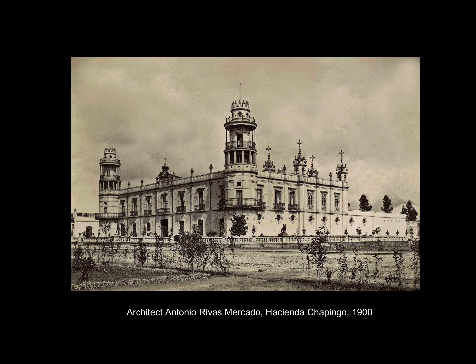Diaz, of course, before he is removed, before he steps down, before the revolution takes place, he and his followers, in this case, one of the presidents he appointed to succeed him, are still building in this sort of bizarre combination of European influence, Spanish colonial influence, and we see that here in particular at the Hacienda Chapingo. This building would become a key site for education after the revolution.